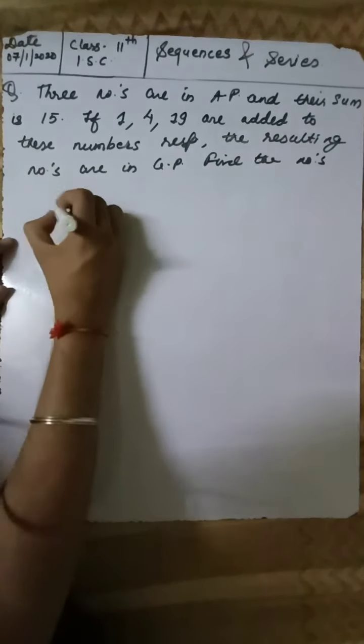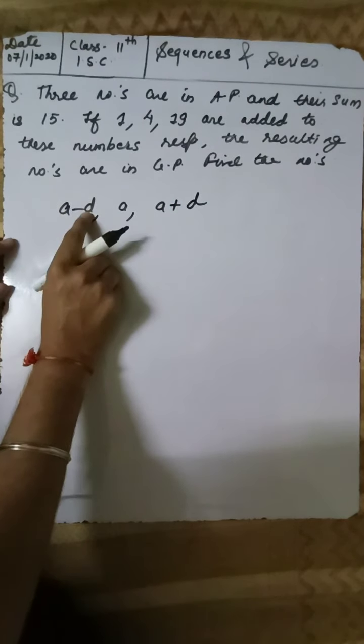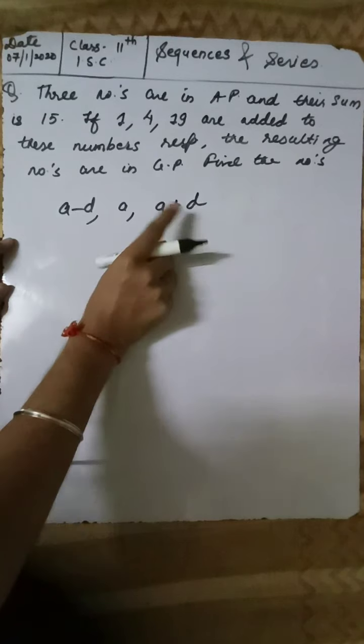Okay, so we need to select, consider a minus d, a and a plus d. Why am I considering this?